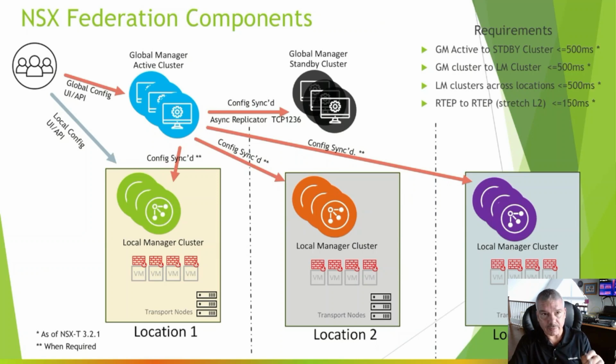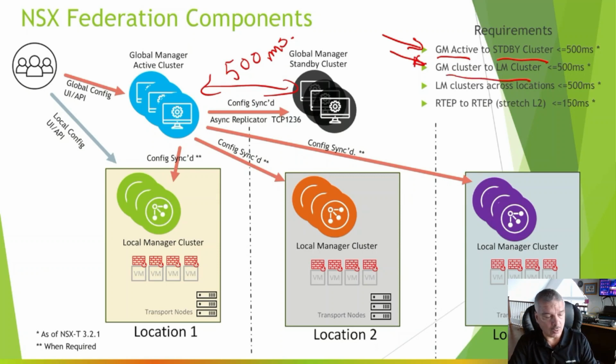So as of 3.2.1, latencies between global manager active cluster to standby cluster, so here to here, 500 milliseconds. It used to be, prior to 3.2.1, 150 milliseconds. Global manager cluster to local manager cluster. Again, that used to be 150, is now 500 milliseconds.